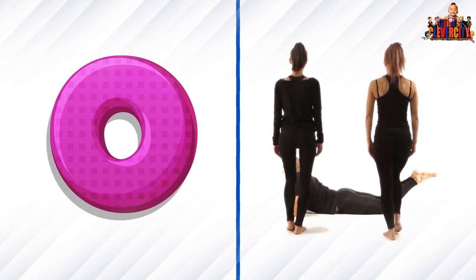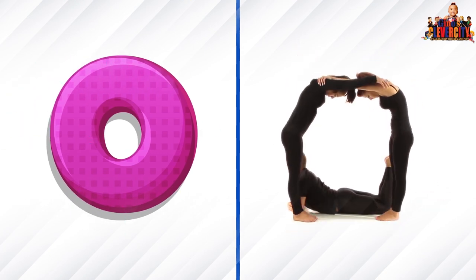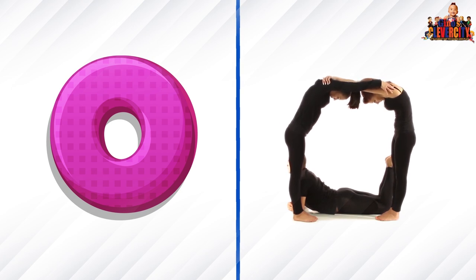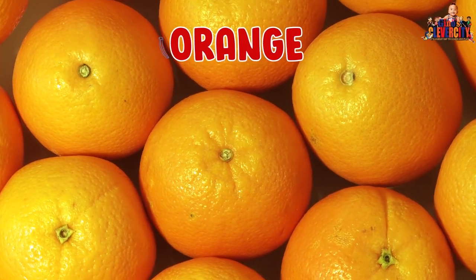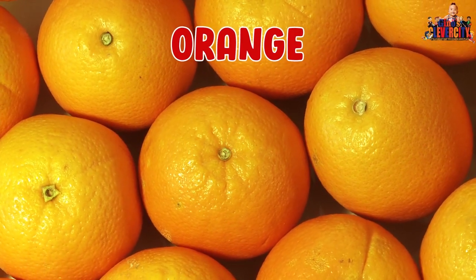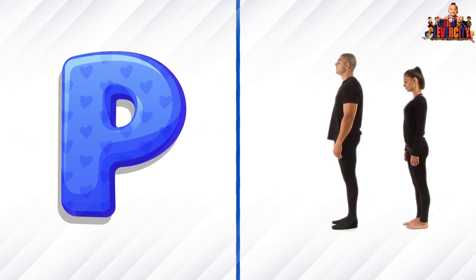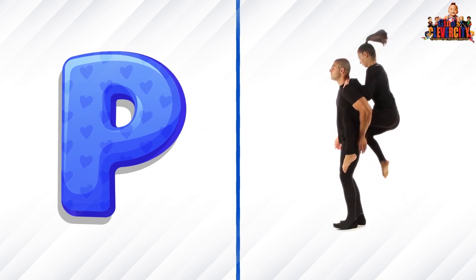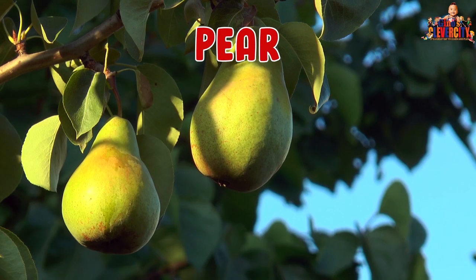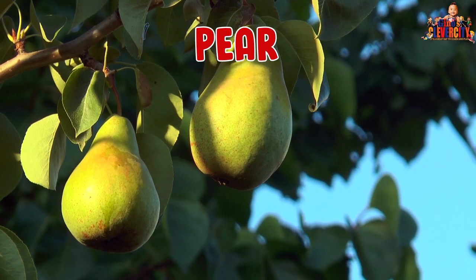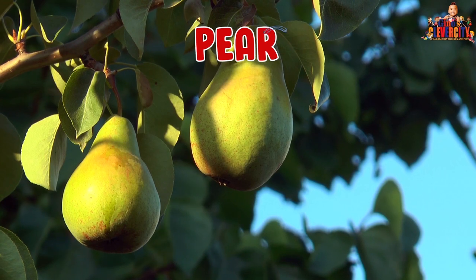O. O is for orange. Orange. P. P is for pear. Pear.